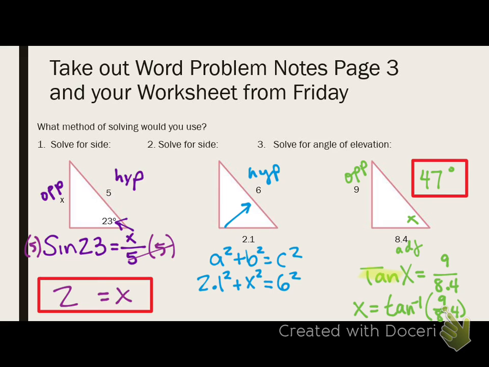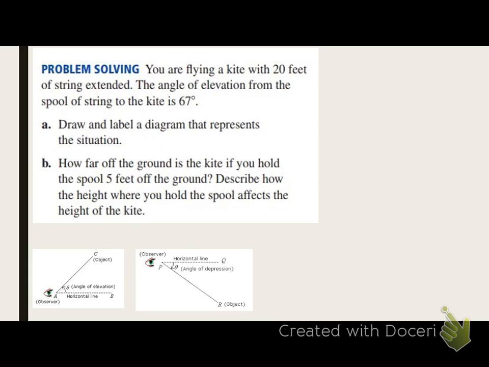Perfect. All right, so the last thing we're going to do is this problem. It's a harder problem. I would say the bonus on Friday's quiz looks similar to this. We're going to read it and draw a picture. It is on the last page of the notes. You're flying a kite with 20 feet of string extended. The angle of elevation from the spool of string to the kite is 67 degrees. So we're going to draw a picture. So we're going to be standing on the ground, right? I would hope so. And then draw you.